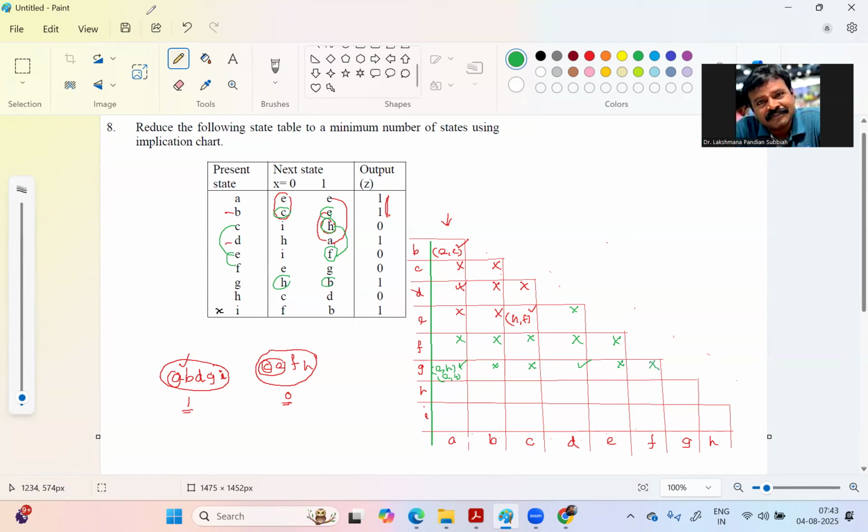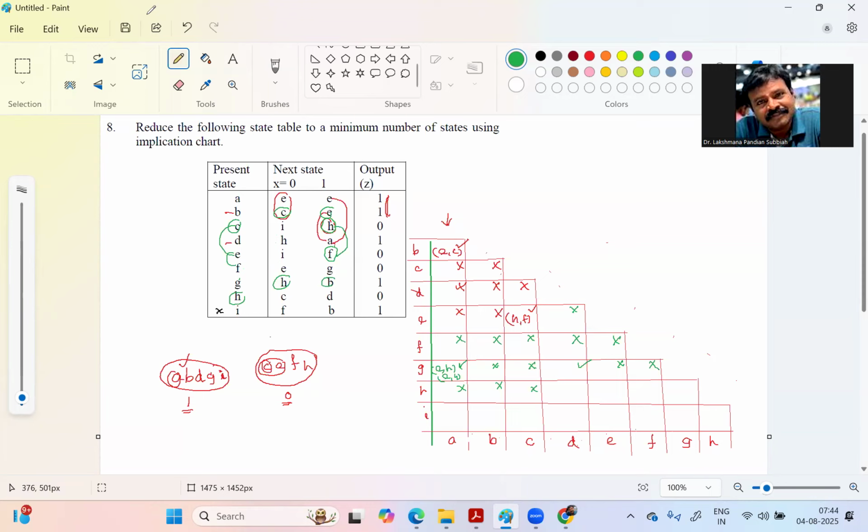FG is different. Next here we are having AH. AH is different. Then BH. BH is different. Then CH. C and H. C and H is here we are having IC. IC. I is different, C is different. So here we are not possible.